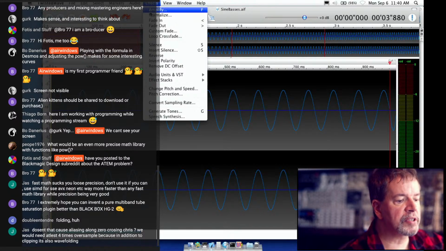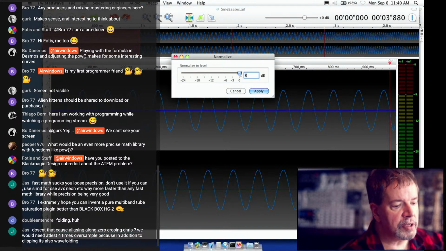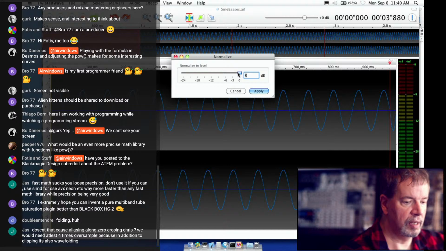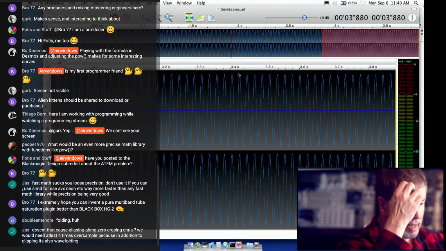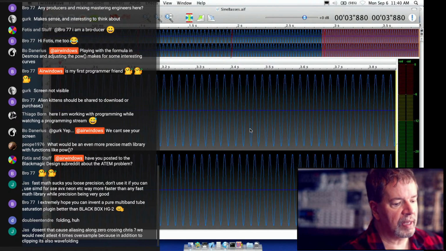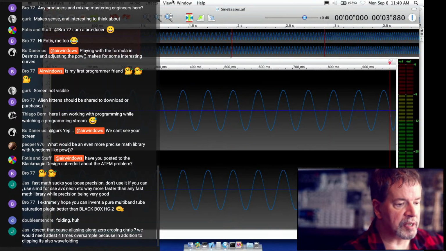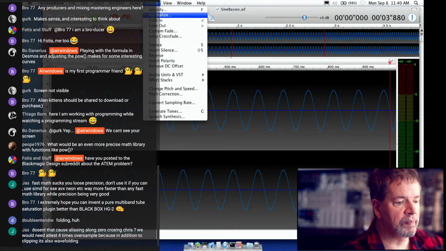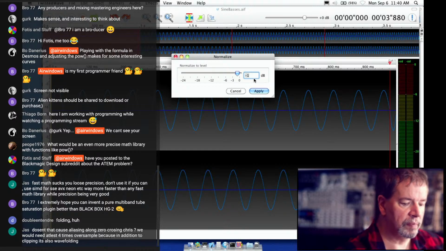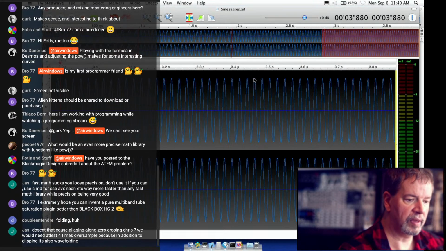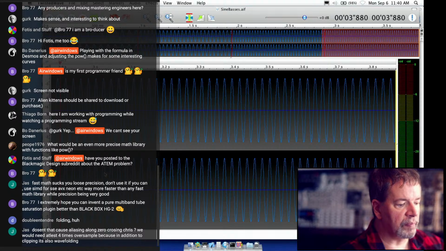I just saved it, so we're good. Let's take it to -1 dB. That's probably too much, so let's not. Let's take it to -2 dB. A little farther away.